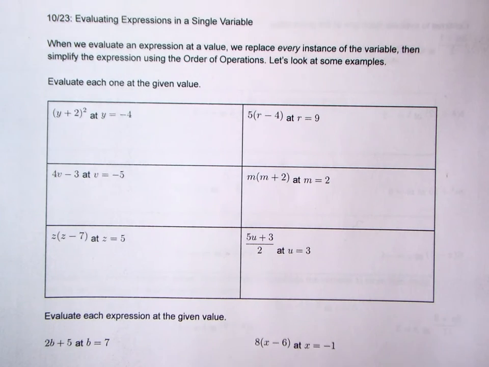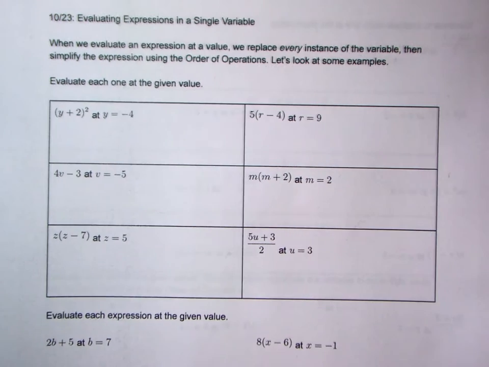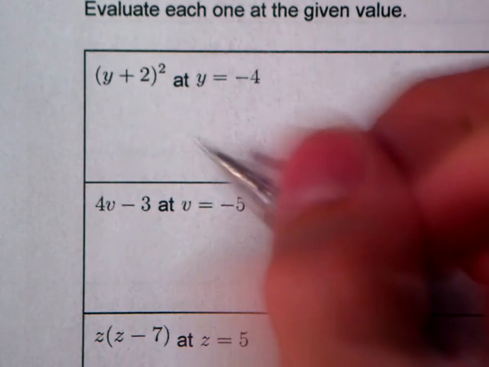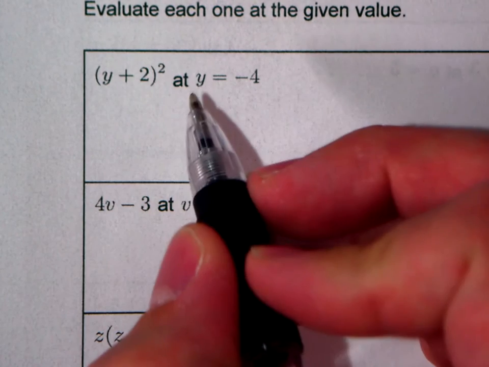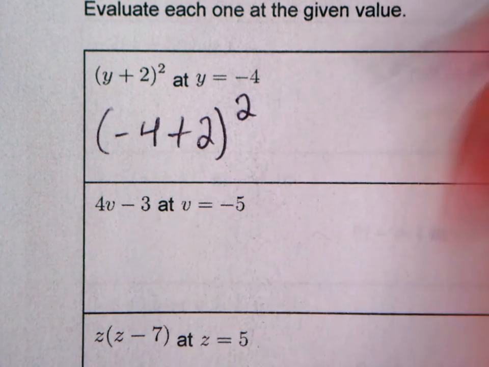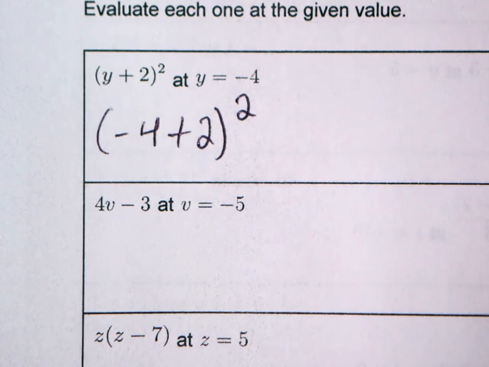So from Monday's assignment, evaluating expressions in a single variable. What we're doing here is we're replacing y with what it's equal to. So for example, instead of saying y plus 2 squared, this becomes negative 4 plus 2 squared. From here we follow the order of operations. The first thing we do is what's inside of the parentheses.